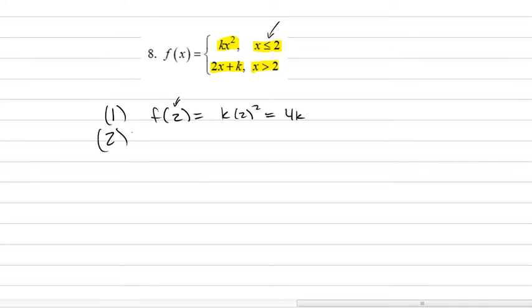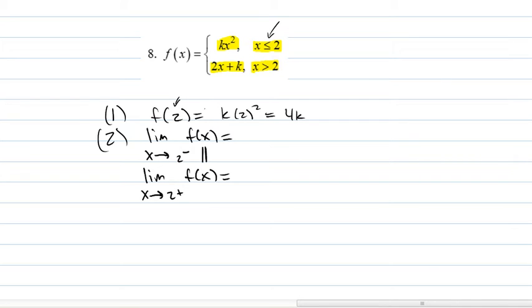The second condition says the limit must exist. Recall that the limit exists only if the left-hand limit and the right-hand limit are equal to each other. So that means that if x approaches 2 from the left of f of x, and x approaches 2 from the right of f of x, these two values must be the same. So let's go ahead and figure it out.